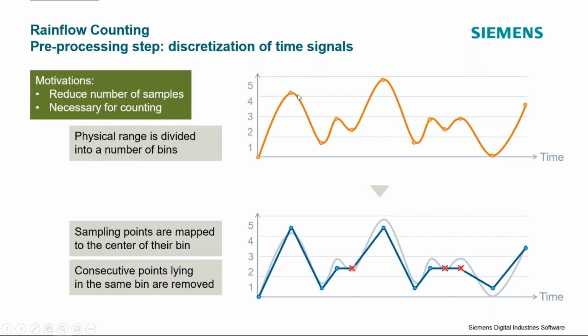For example, here we have this point up here, which is not lying at the center point of a bin, so it gets moved up slightly to the center of this 5-point bin. We have 2 points here that are consecutive points that are in the same bin, so this point gets removed.